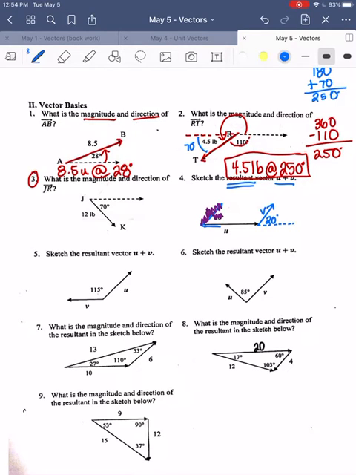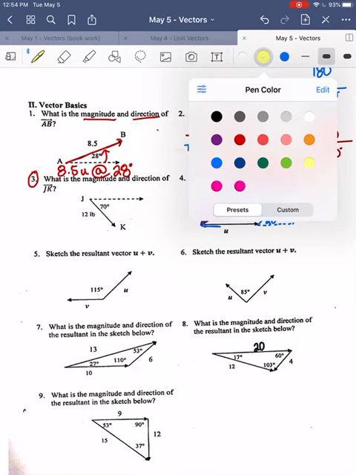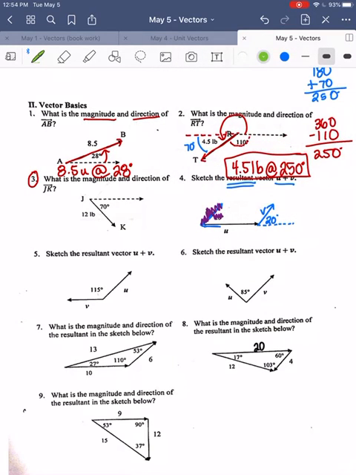And now to sketch the resultant of u plus v, you just connect them. The tip or the beginning of this one, which is here, to the tail or the end of this one. And so that is u plus v. Okay? Now the nice thing is you could slide u up if you wanted to or over and you could still get the same resultant. Okay? So there's multiple correct ways to do this. I'm just trying to show you what I think is the easiest.